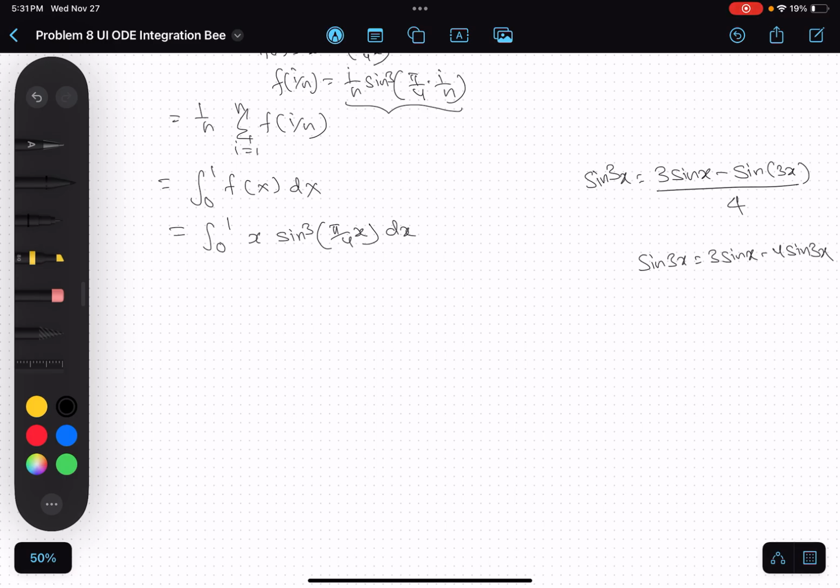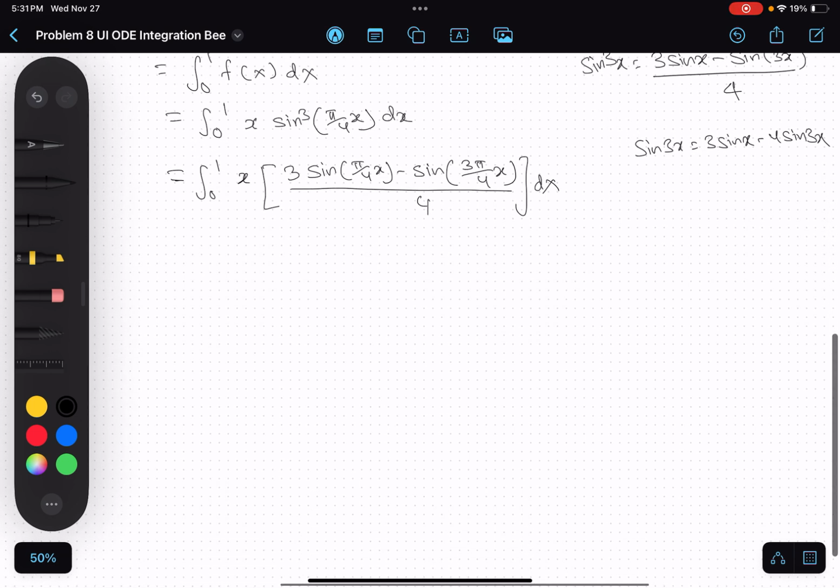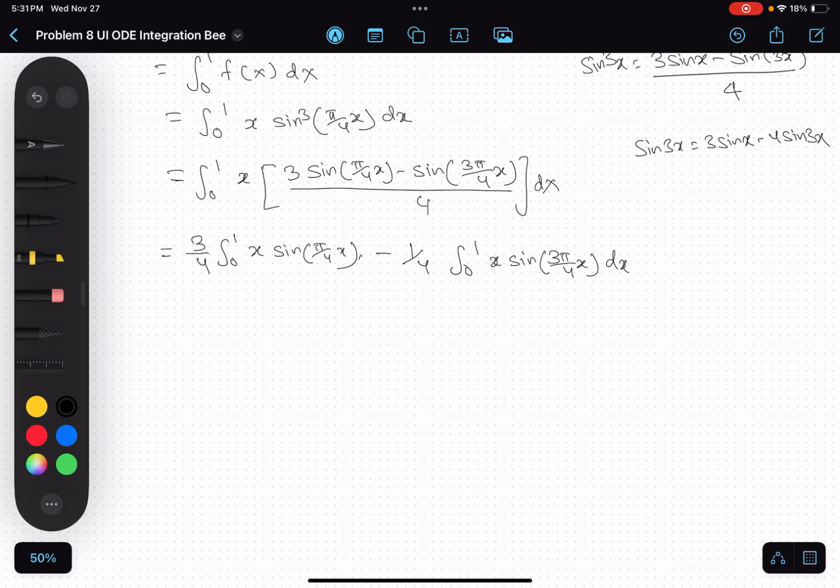Okay, so let's use this formula. The integral from 0 to 1 of x times (3 sine x minus sine 3x) by 4. Now this will basically be 3 by 4 times the integral from 0 to 1 of x sine pi by 4 x, minus 1 by 4 times the integral from 0 to 1 of x sine 3 pi by 4 x dx.